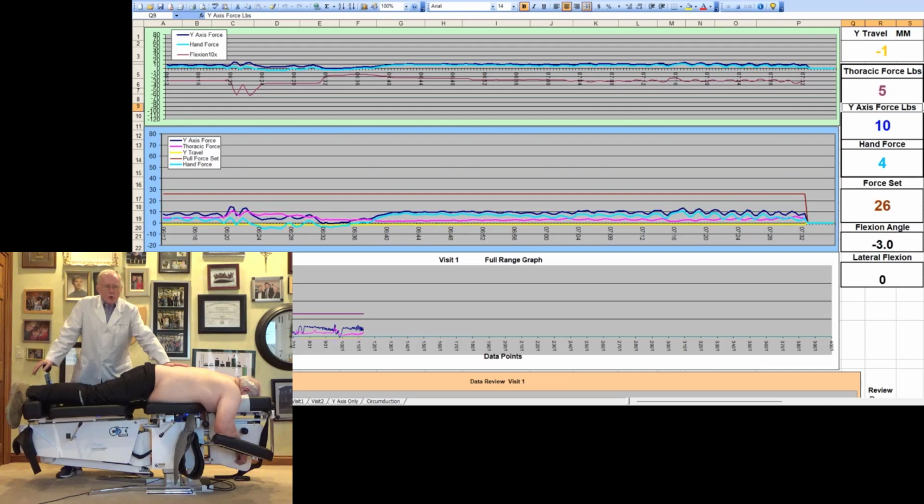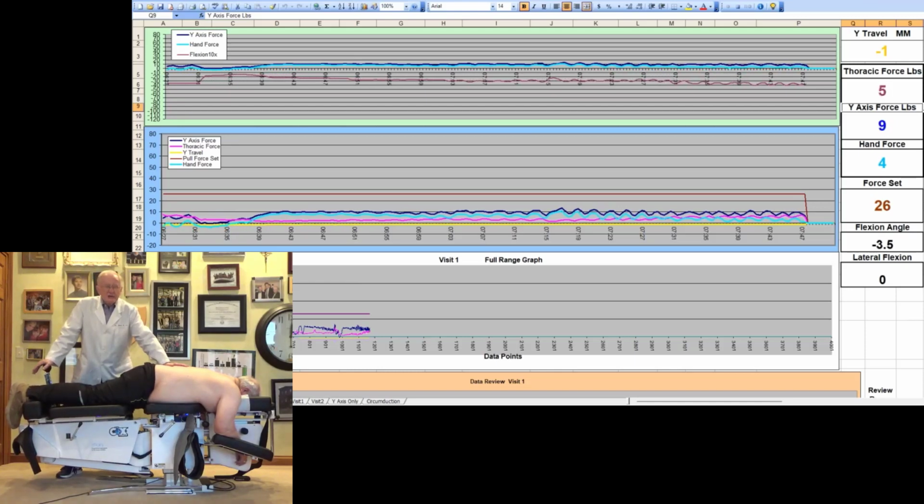Remembering that we are lowering intradiscal pressure, increasing foraminal area, but also stimulating circulation to carry away these biodegradation products of disc degeneration called cytokines.